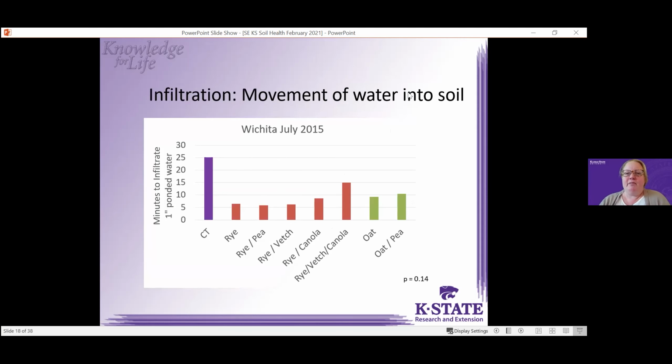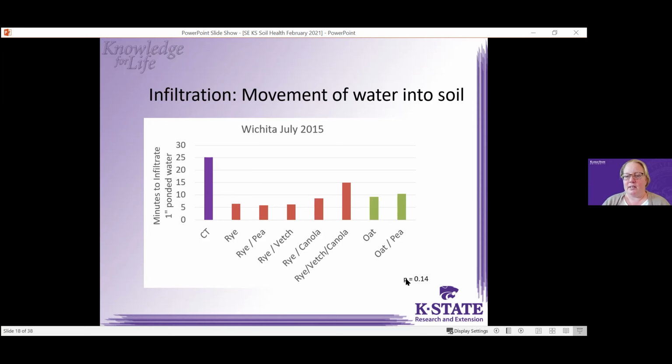So infiltration, this is the same graph I was showing earlier, where the conventional till had the poorest aggregation. It had the short bar here. Well, now a tall bar is bad. This says minutes to infiltrate 1 inch of ponded water. The conventional till took 25 minutes to infiltrate an inch of water, versus the rest of these, which ranged from a little over 5 to this Rivech canola at about 15.